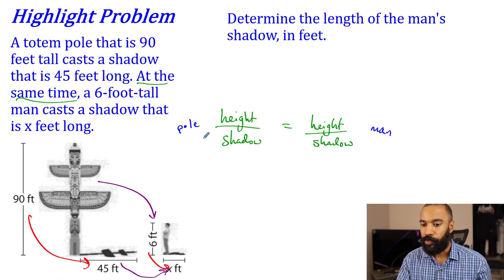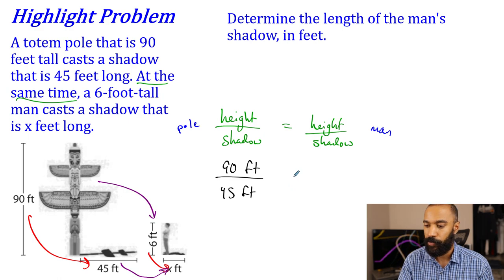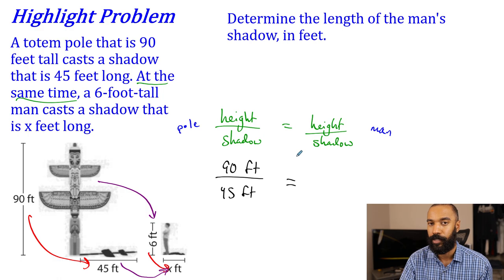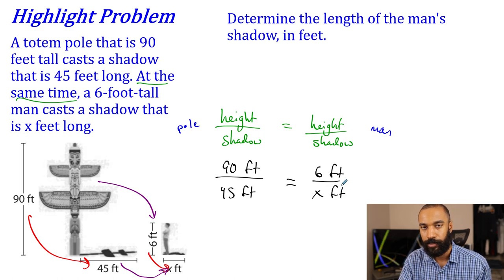The height of the totem pole is 90 feet. We're comparing 90 feet of the height of the totem pole to the 45-foot shadow length. This is going to be equivalent to a ratio setup because of the sun and the way that they're standing upright. Those are all important. The man's height is 6 feet tall to this unknown shadow length right here.